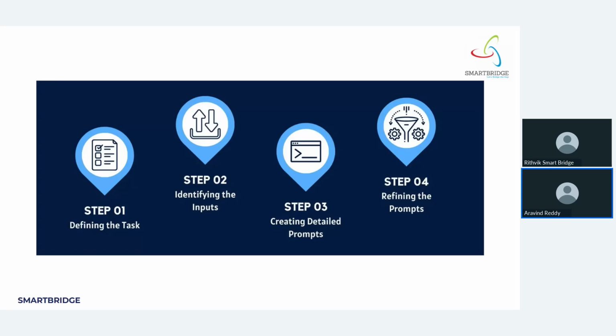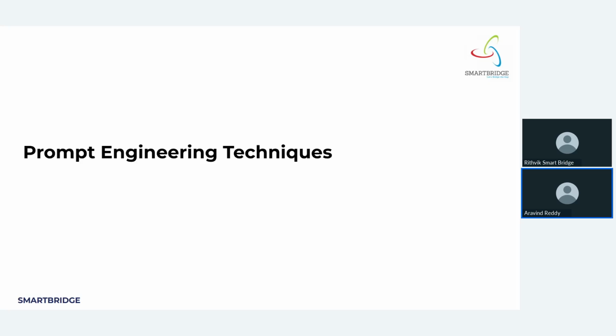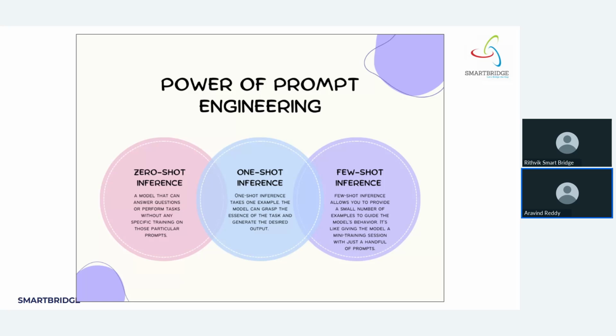Now let's go to techniques. Let's see some techniques of prompt engineering. What are the different techniques we have in prompt engineering? We have three techniques: zero shot inference, one shot inference, and few shot inference. So what do zero, one, and few mean? Let's discuss.